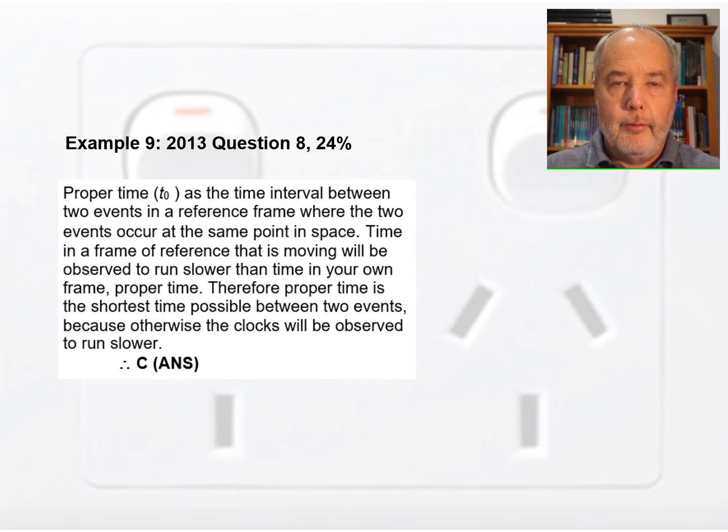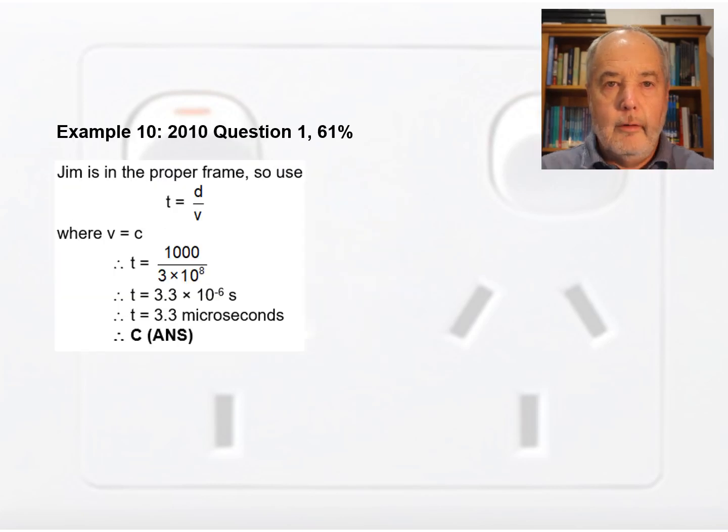You start from the point that the proper time is the shortest time. And in any moving frame, the time is going to be longer. Therefore, the answer is C. Jim is in the rest frame, so he is going to measure the proper time and the proper length. Use that the time is equal to the distance over the velocity to get 3.3 microseconds. Therefore, the answer is C.